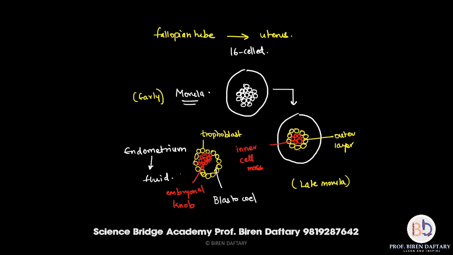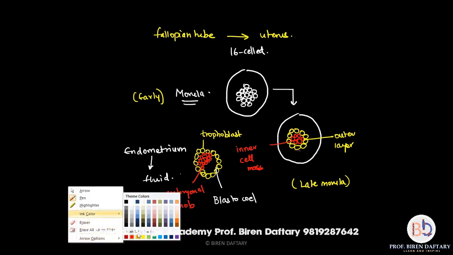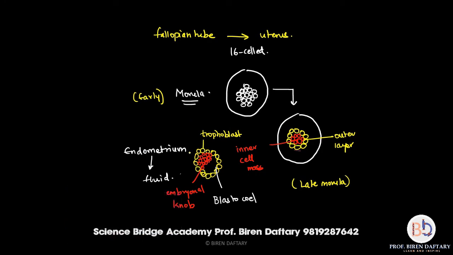The cells of the trophoblast surrounding the inner cell mass are also called cells of Rauber. Rauber is the name of the scientist. Alright, so we have the Rauber cells, the trophoblast cells, the inner cell mass and the blastocele. This stage is called the blastula stage.